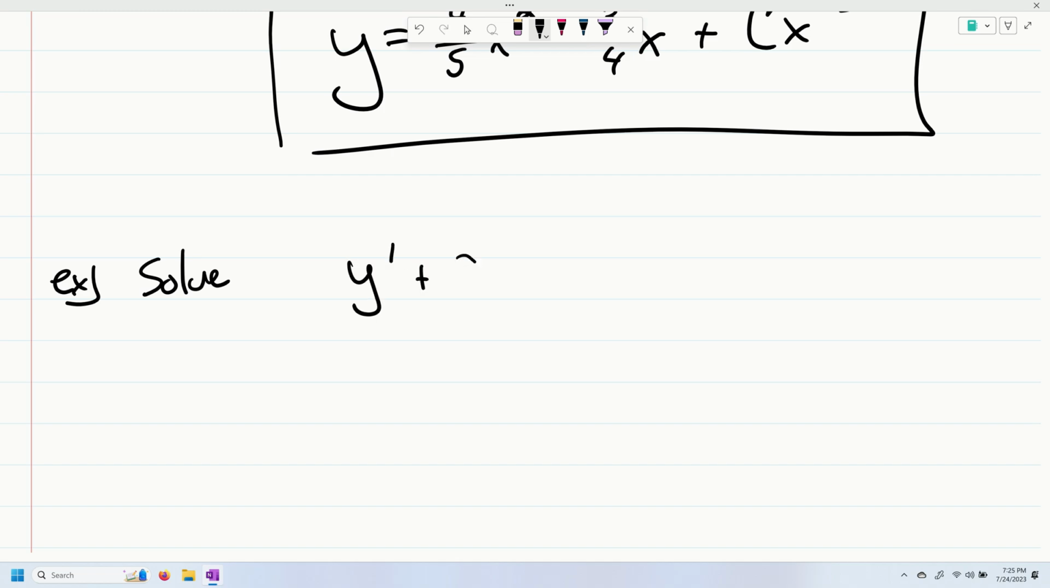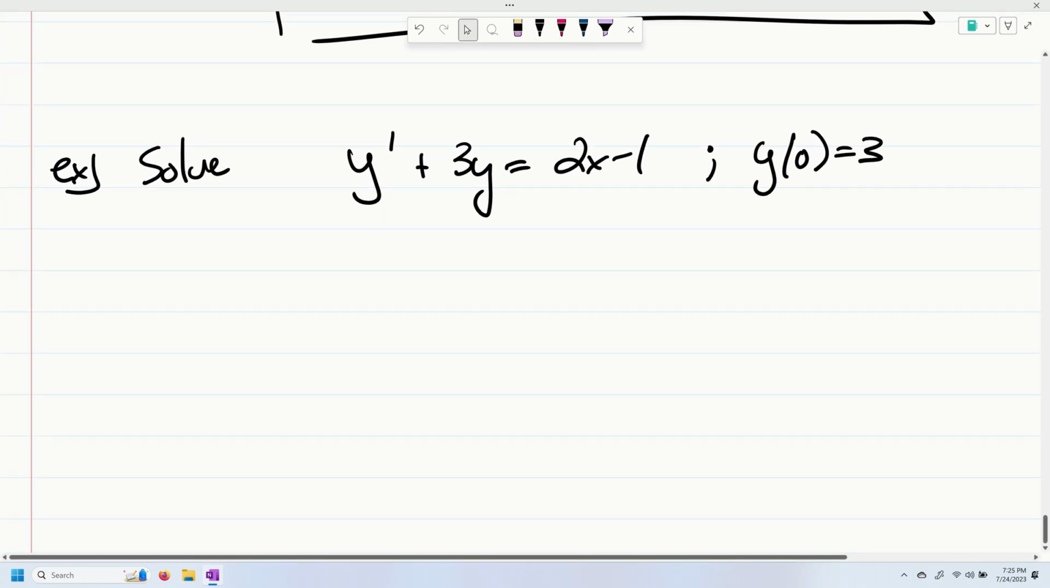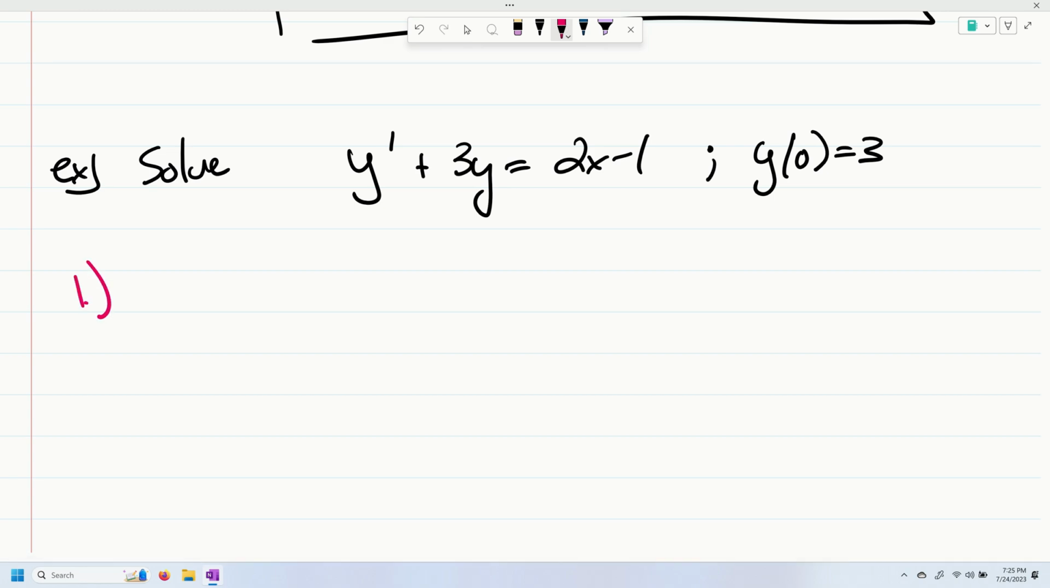y prime plus 3y equals 2x minus 1, where the initial condition is y of 0 equals 3. And with this, I'm going to speed up a little bit. So we've got step 1: standard form, already done. We love that.